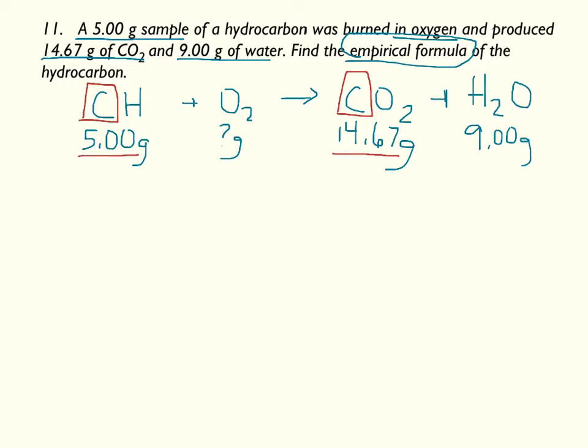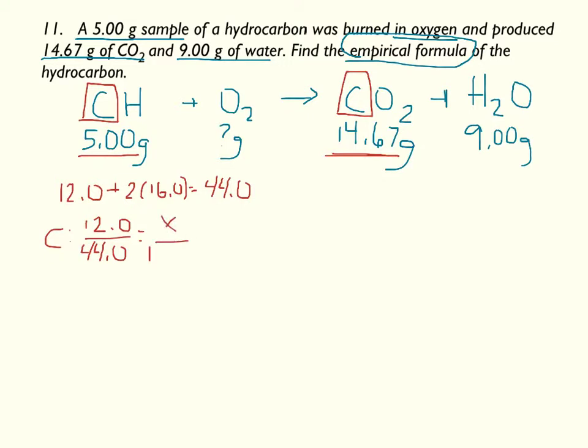So CO2 is 12.0 for carbon plus 2 times 16.0 for each oxygen. It's a total of 44.0. So in a mole of CO2, carbon is 12 out of the 44. What about in 14.67 grams of CO2? How much is carbon? Set up a direct proportion, cross multiply, and solve for x, and x ends up being 4.0 grams of carbon. We can do the exact same thing for hydrogen.